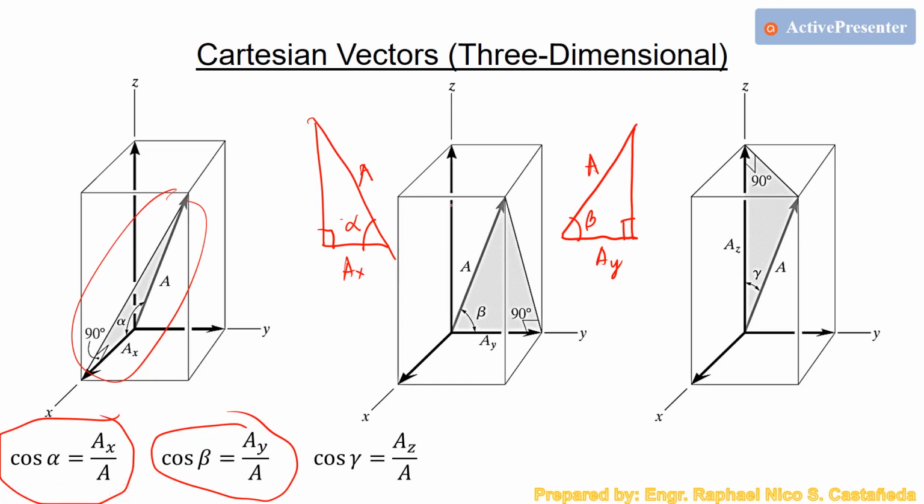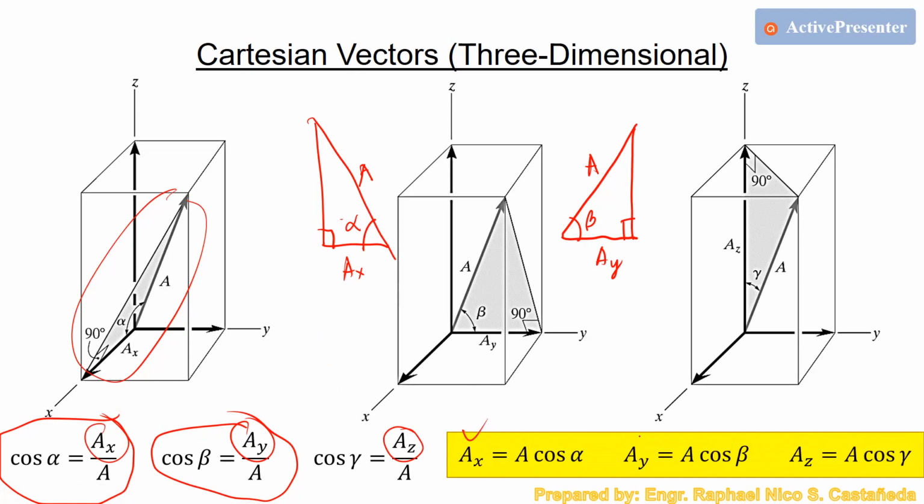So that's how you determine the right triangles formed by the components and vector A. Simplifying so that you can have the equations in terms of the components, we have Ax, Ay, and Az.